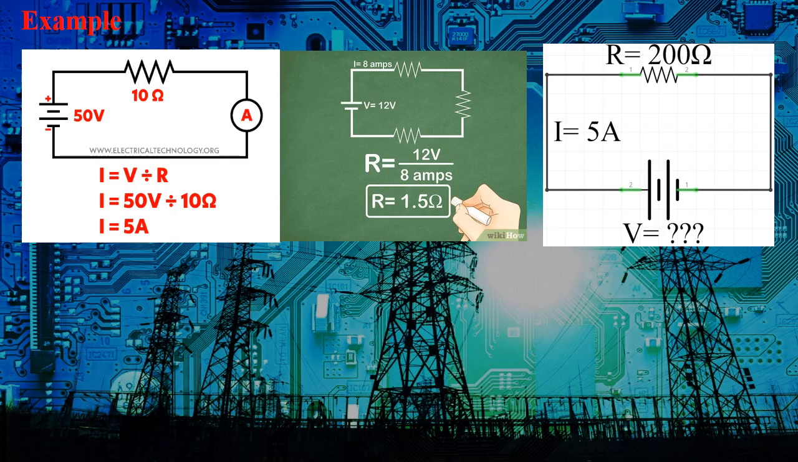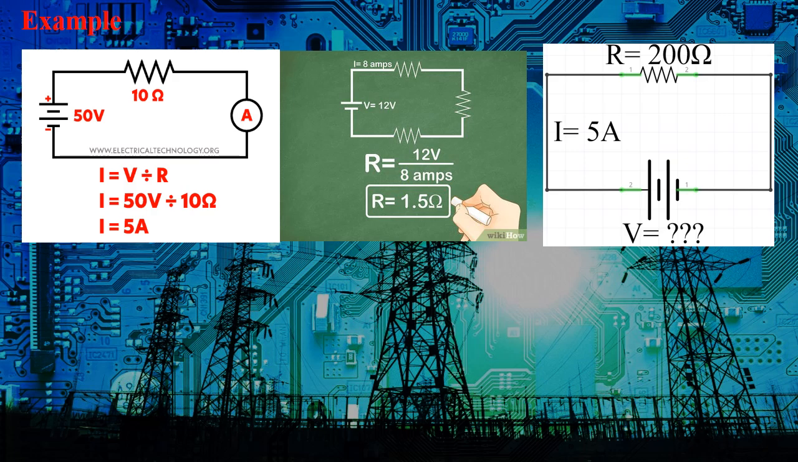Using Ohm's law, current is equal to voltage divided by resistance. So 50 volts divided by 10 ohms will give you 5 amps in the circuit. That circuit is a series circuit, so the current will be constant in all the components in the circuit.